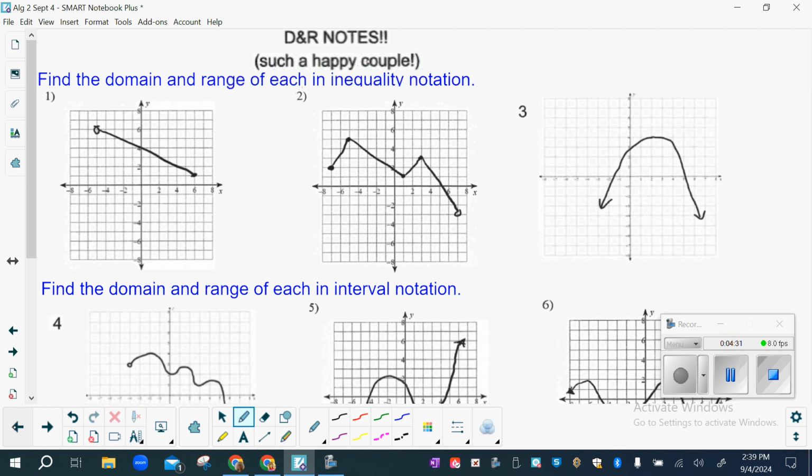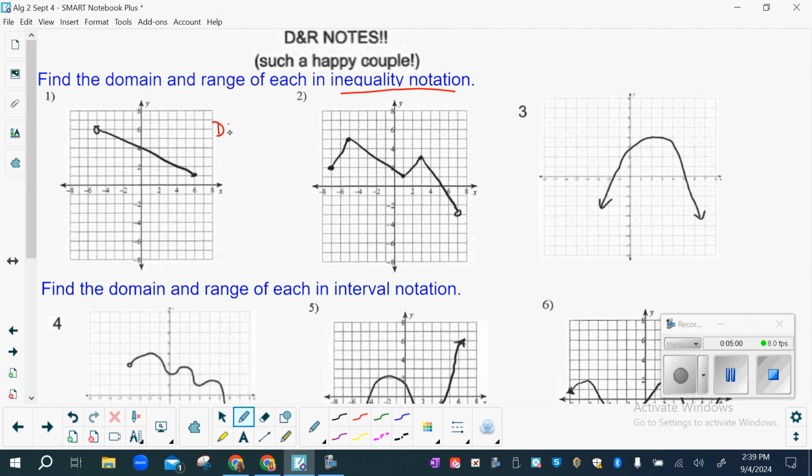Okay, so we're finding domain and range today. We want to do it in inequality notation for this 1 through 3. So I'm going to put D for domain. Domain is which direction? X. X is left and right. So we're going to go left to right on the graph.